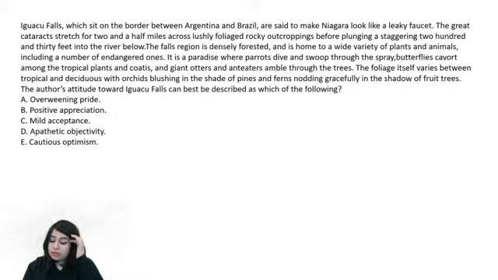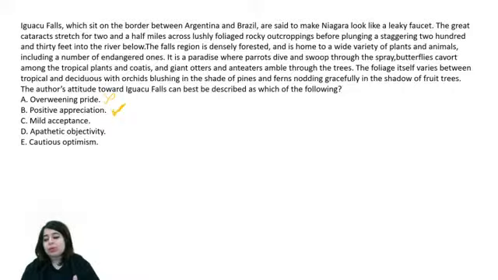So we have a few options here, and I guess Abhishek here has answered A, overweening pride. Not really. The author is not being prideful about Iguazu Falls. Here he is giving just basic admiration, not overweening pride. So definitely not the first one. It's like a basic admiration. So he is admiring, he is appreciating. So yes, it could be positive appreciation.